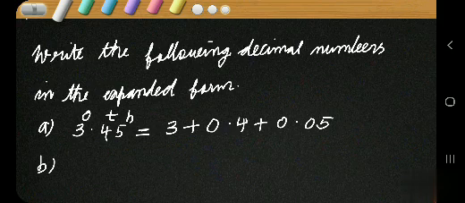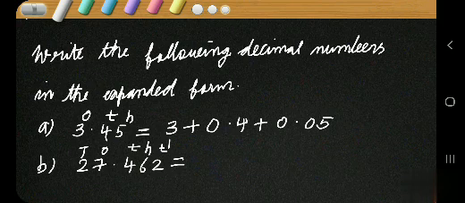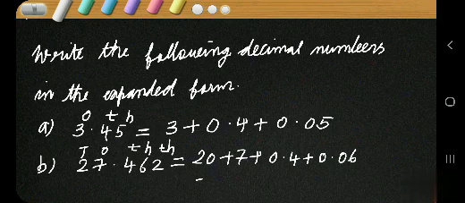Okay, B, the question is 27.462. What is the expanded form? 7 is in the ones place, 2 in the tens place, 4 in the tenths place, 6 in the hundredths place, 2 in the thousandths place. So the expanded form: place value of 2 is 20, plus place value of 7, 7 itself, plus place value of 4, 0.4, plus place value of 6, 0.06, plus place value of 2, 0.002. So this is the required answer.